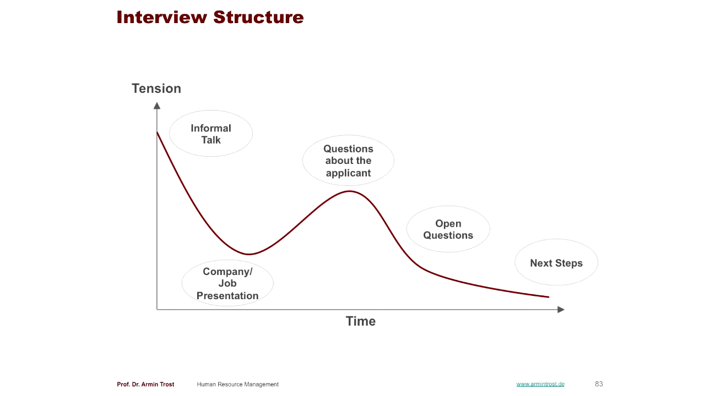Here you see on the x-axis, the horizontal axis, time. On the other axis, you see the tension. What tension? The tension of a candidate. When you enter an interview, you are nervous, so there is some tension. Now let's look how this tension changes over the course of an interview. At the beginning, tension is probably high. You are very uncertain. You don't know what will happen in the next one or two hours.